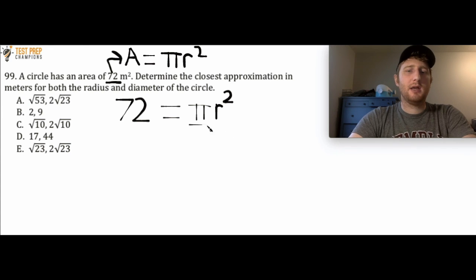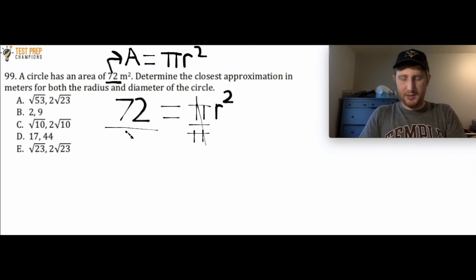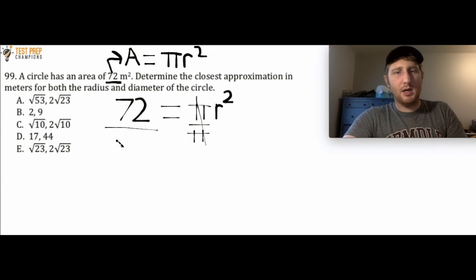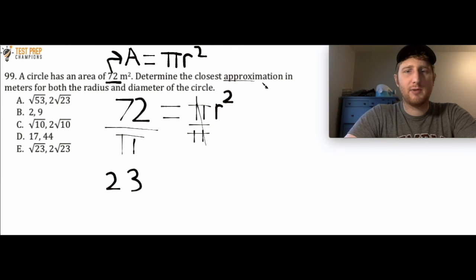So basically, what I can do here is divide by pi on both sides of my equation. Okay, so 72 divided by pi, let me put that in my calculator here. 72 divided by 3.14 is about 23. So I get 22.9299361 in my calculator here. Let's just make life simple. Let's round that to 23 because it's asking us for an approximation. So 23 equals r squared.